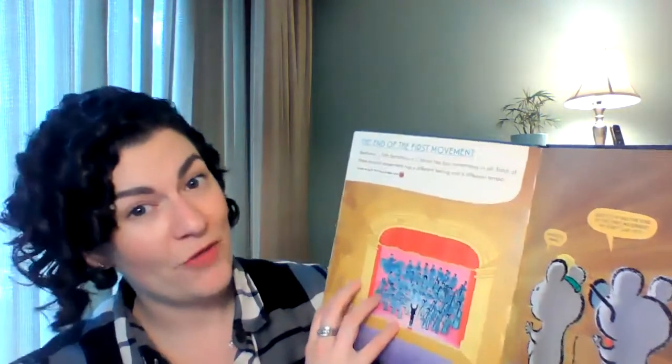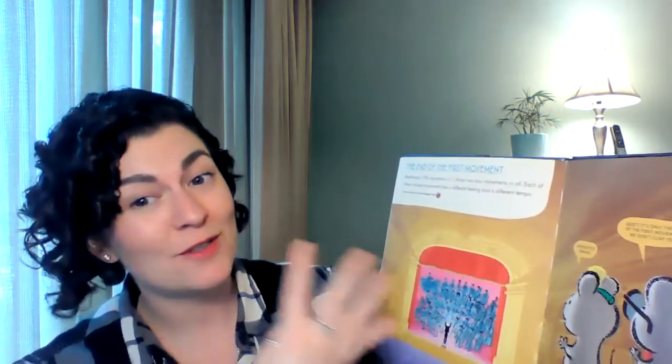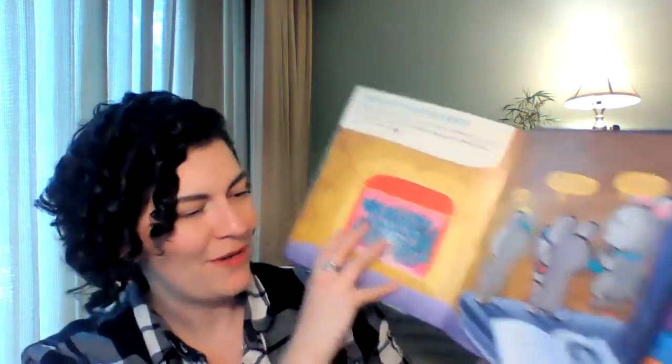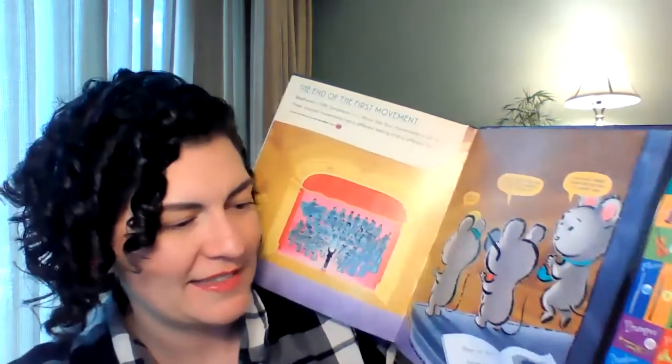So we are about to listen to the end of the first movement. Beethoven's Symphony Number 5, Fifth Symphony in C minor, has four movements in all. Each of these musical movements has a different feeling and a different tempo. Let's hear the end.